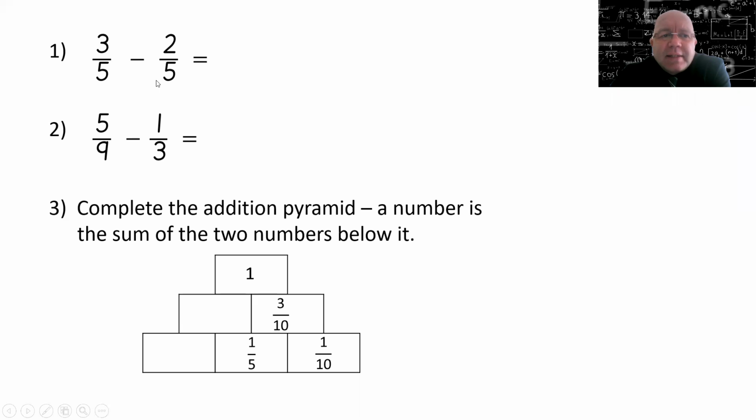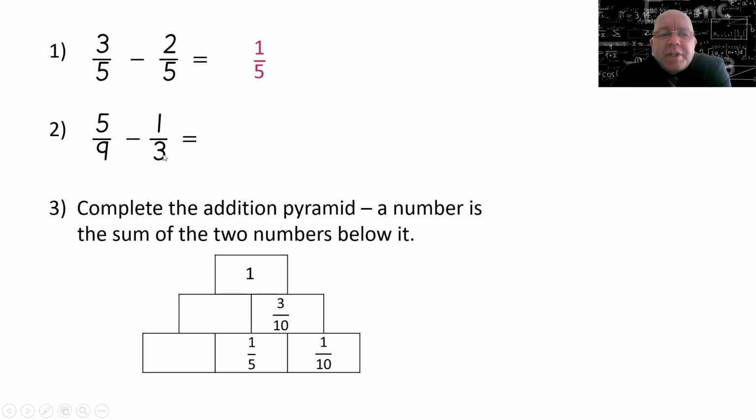Okay. Well, as I said, if the denominators are the same, it is a very straightforward type of calculation. So here on number 1, our denominators are the same. We've got a 5 and a 5. So all we need to do is subtract the numerators. 3 take away 2 is 1. Our answer is 1/5.